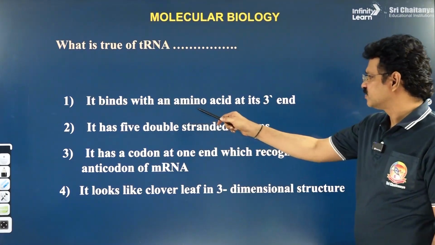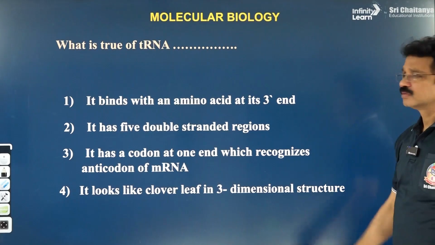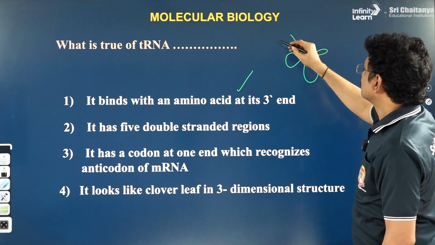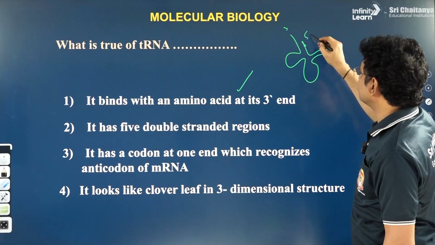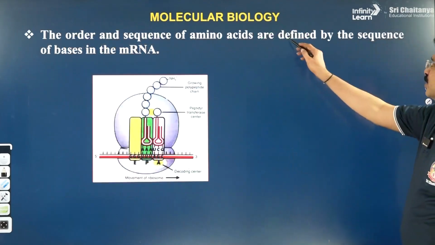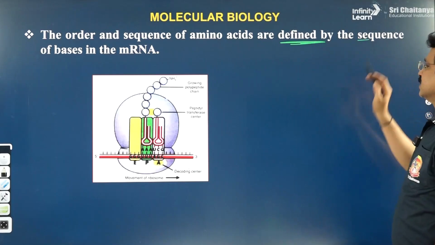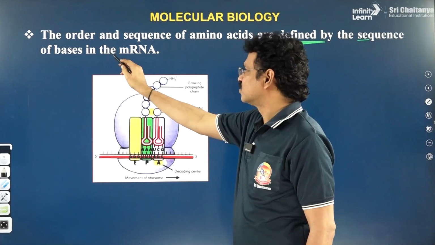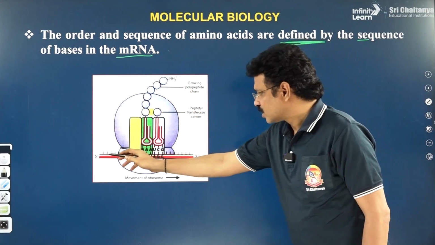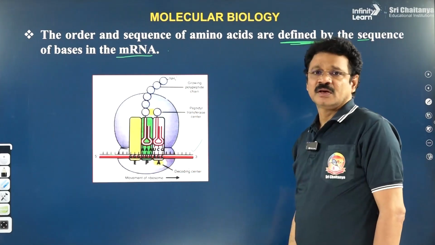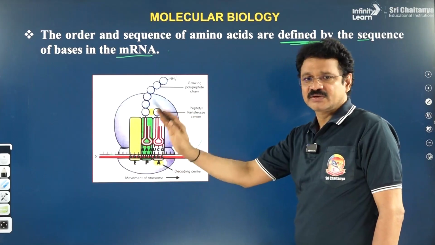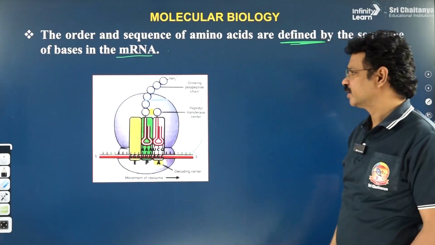True of tRNA: it binds with an amino acid at its 3' end. Is that statement true? We already learned this recently in this tRNA molecule. This 3' end is the longer end when compared to this 5' end. It acts as an amino acid binding site. The order and sequence of amino acids are determined by the sequence of nitrogen bases or nucleotides present on the mRNA molecule. Who will decide the sequence of amino acids in this polypeptide chain? Triplet codons present on mRNA, or the nucleotide sequence present on DNA also. The triplet codon sequence is completely determined by the nucleotide sequence present on the structural gene of the DNA.